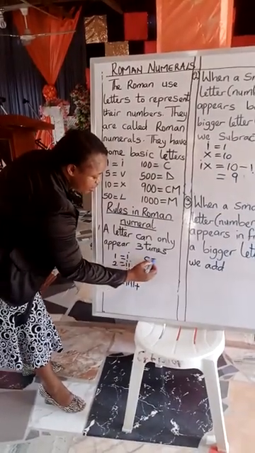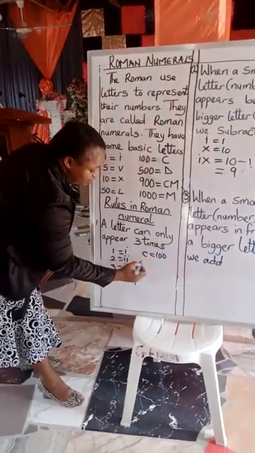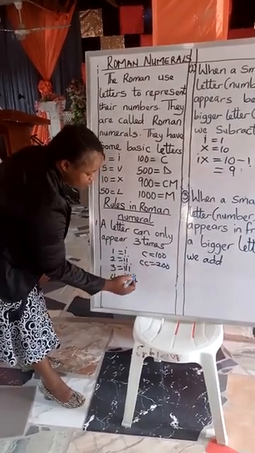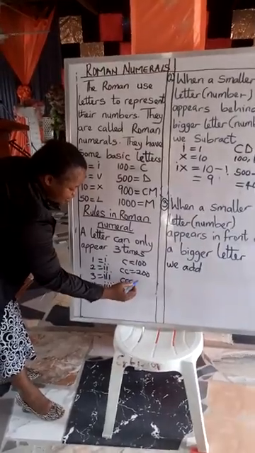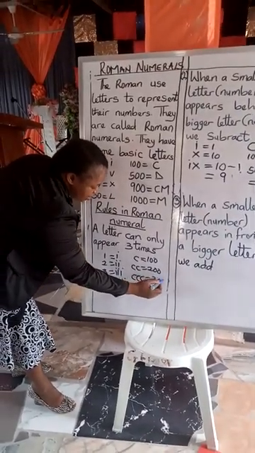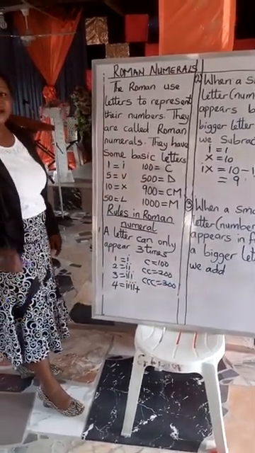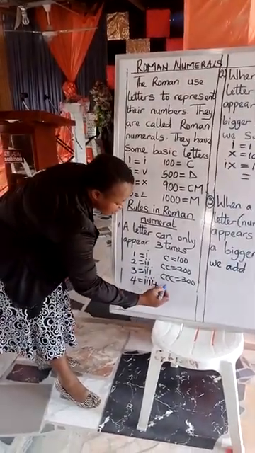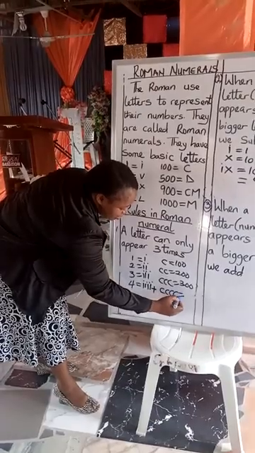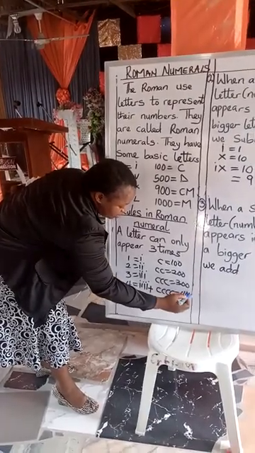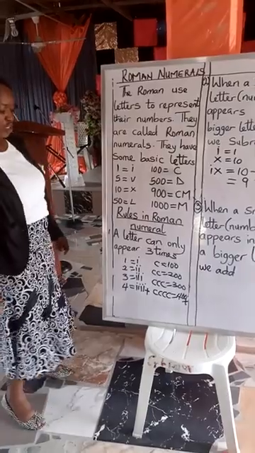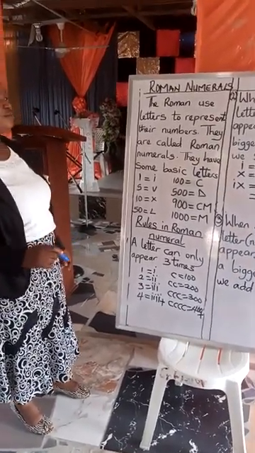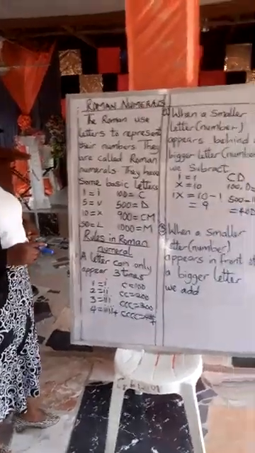Now let's look at another one. C is 100. CC is equal to 200. CCC is equal to 300. Now it cannot exceed 3. That is the rule. Which means that CCCC can never be equal to 400. This is wrong. So that is the first rule: a letter can only appear 3 times.